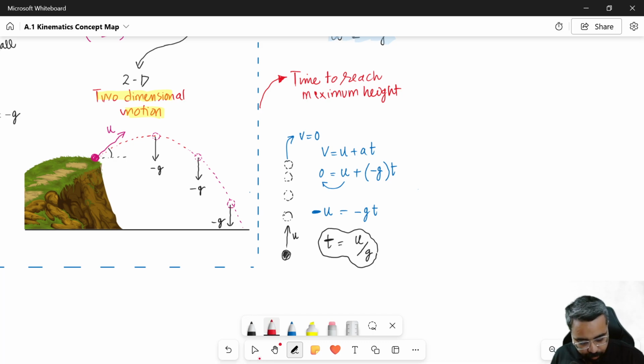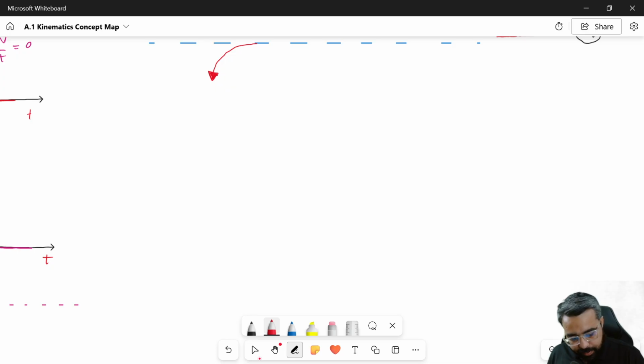And then don't you think it will return down as well? So if it is taking u over g time to go to the maximum height, it will take the same time to reach the ground. That's why the total time of journey will be 2u over g. Okay, so the next case is how to find the final velocity just before hitting the ground.